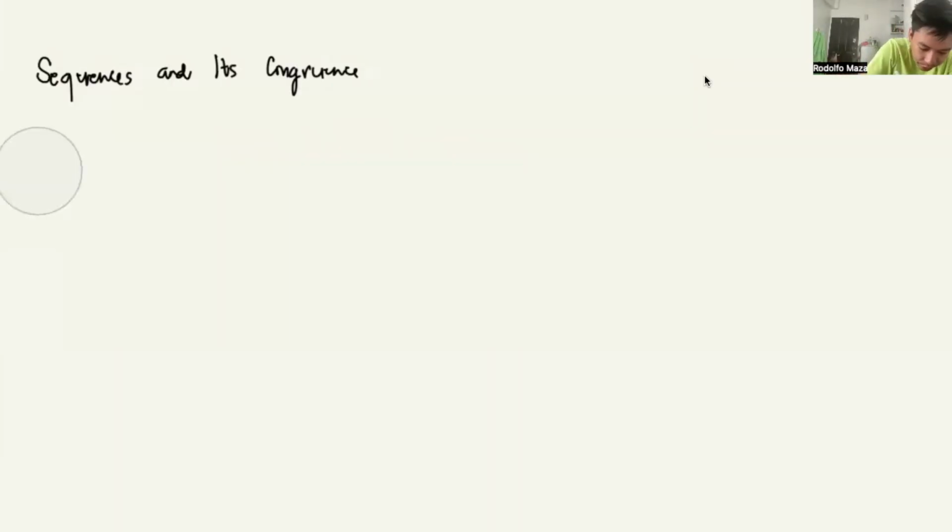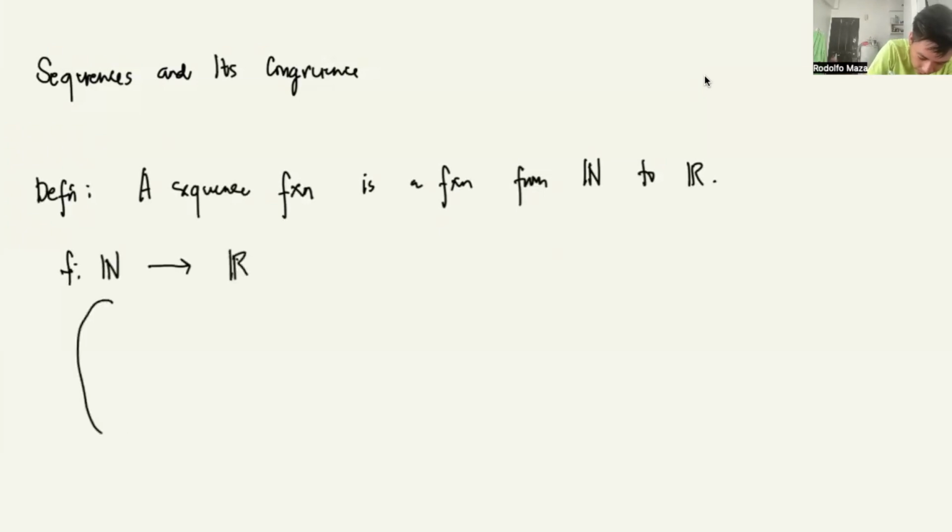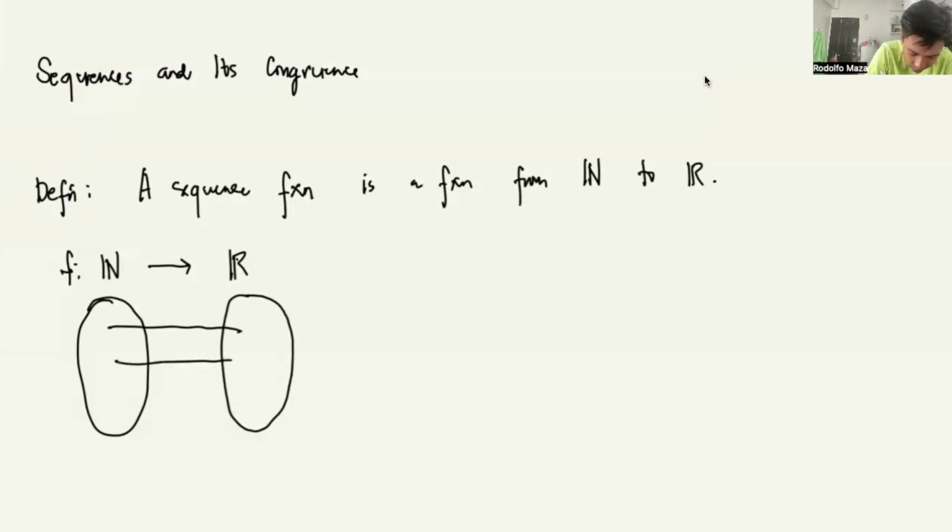We will start first with the definition. A sequence function is a function from the set of natural numbers to the set of real numbers. Ibig sabihin, we have this here. So yung domain natin dito, lahat mga natural numbers. And then the outputs are elements of the real numbers. So, kumbaga, may mapping ka dyan.